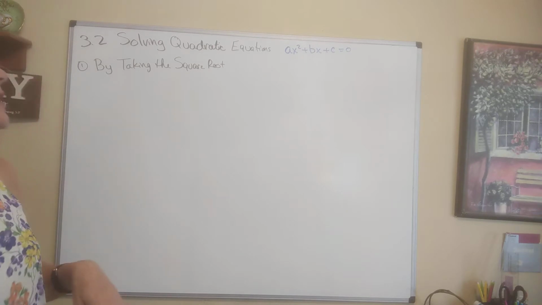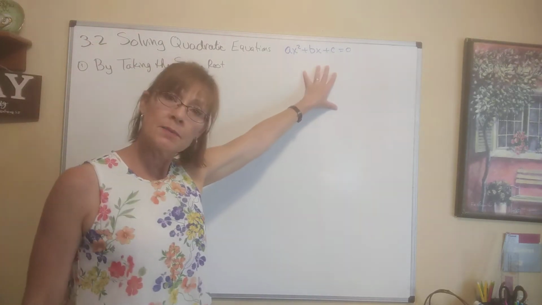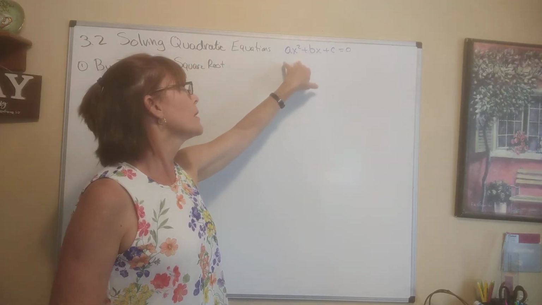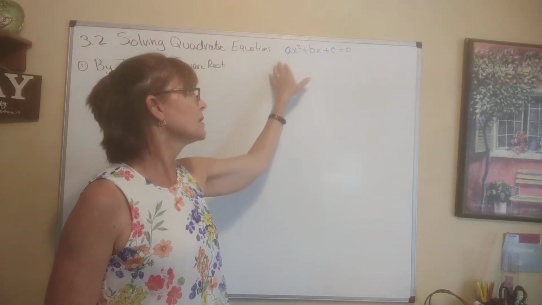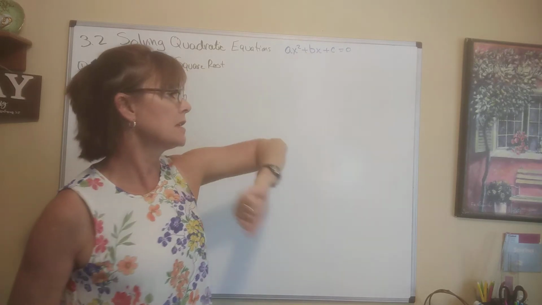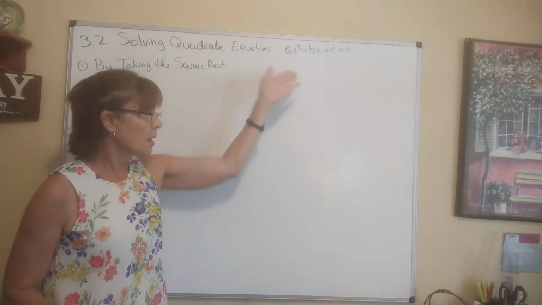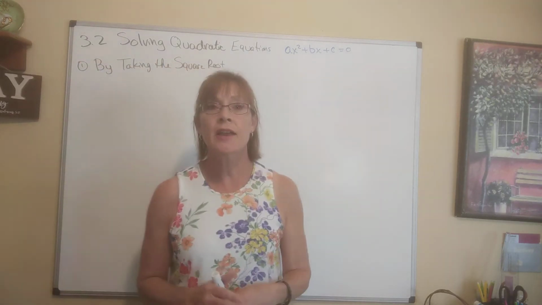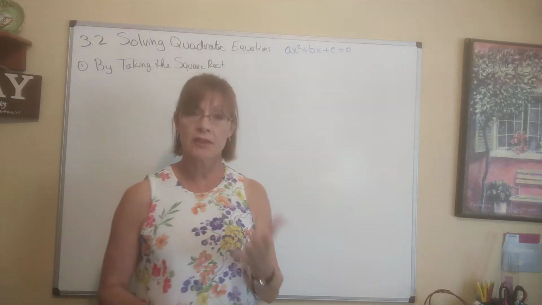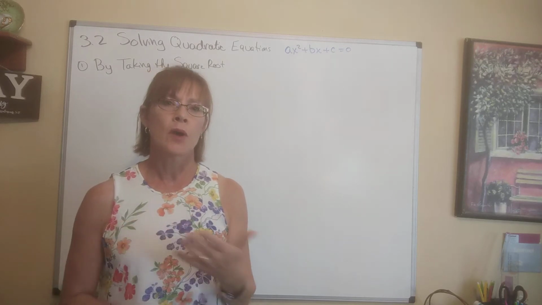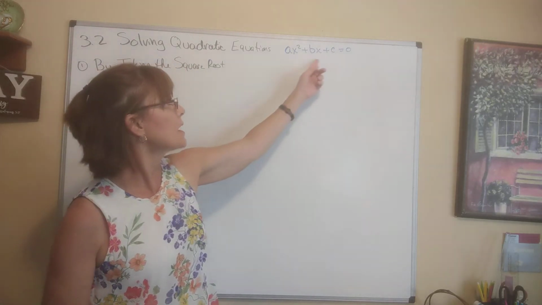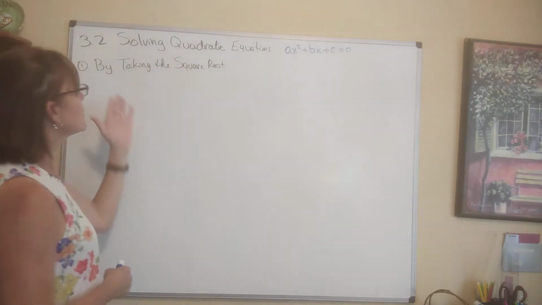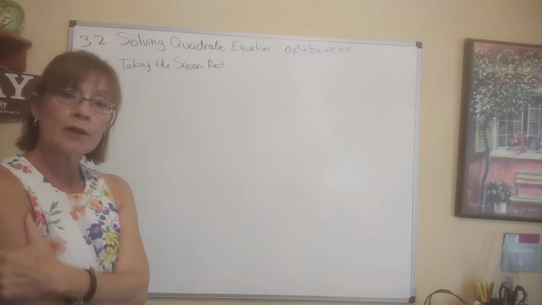Quadratic equations are equations where the highest power of a variable is 2. So we have ax squared plus bx plus c. This is a quadratic equation in standard form. It's a polynomial, which means basically we don't have fractional powers or negative powers, and the coefficients a, b, and c are real numbers. So this is a quadratic equation. Okay, so the first method is by taking the square root.